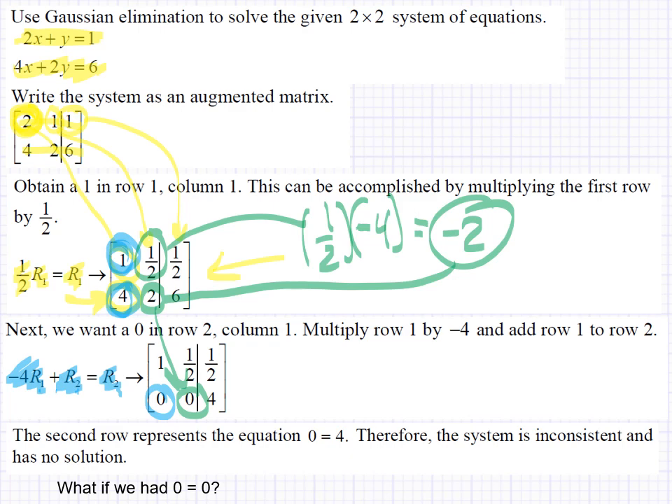Then I'm going to do it again. Take this value, multiply it by -4, again giving me -2. Then I'm going to add it to this value, giving me 4. So now this is the new matrix I'm working with.